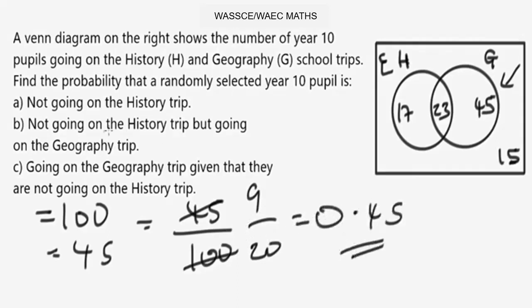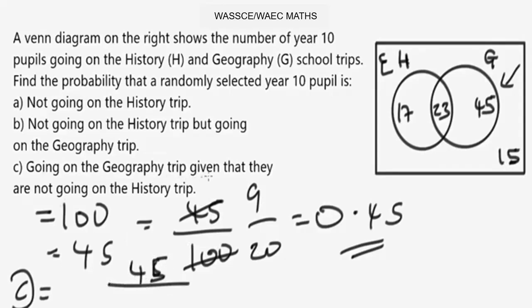Now lastly, for the last question, it says going on the geography trip, given that they are not going on the history trip. This is very, very straightforward as well, but a bit tricky if you're not careful. For the C part, going on the geography trip, we have the number to be 45 alone. So this will give us 45 over.